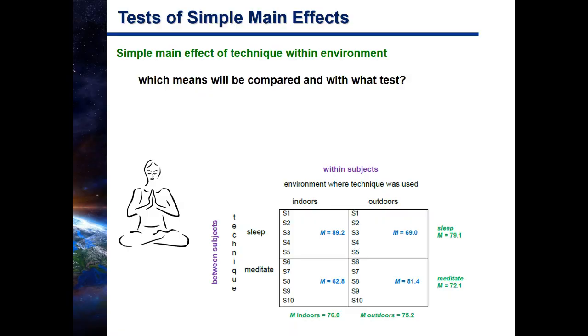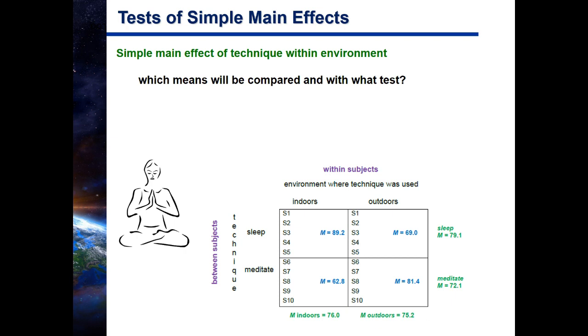Our interaction effect is significant. Now what do we do? Test of simple main effects. You can do those going across or down. There are always two directions you can move in when you do tests of simple main effects.